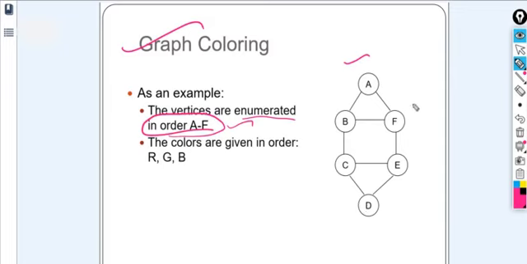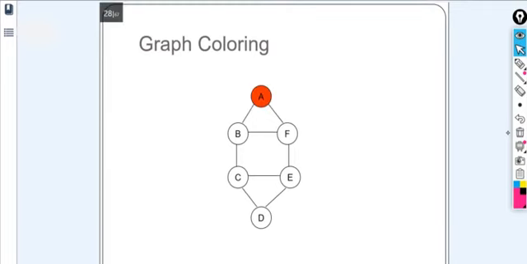We have aligned all the vertices in alphabetical order, A to F. We have three colors here, assuming red, green, and blue, to color these vertices. So we are starting with how we can color all the vertices of a graph. We are taking color 1 as an orange color, so I just mark here color number 1.